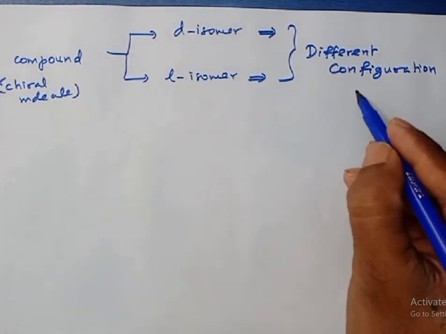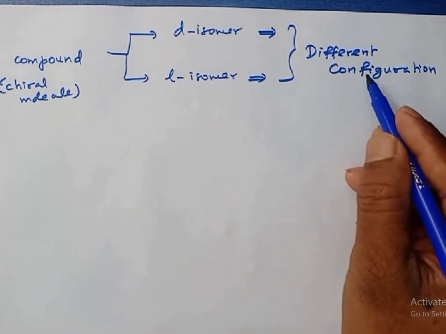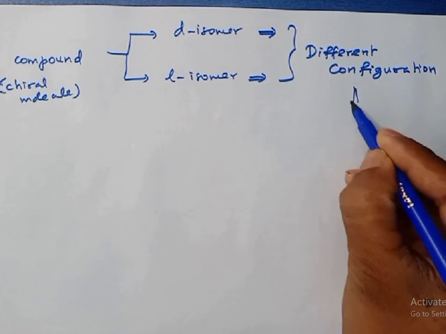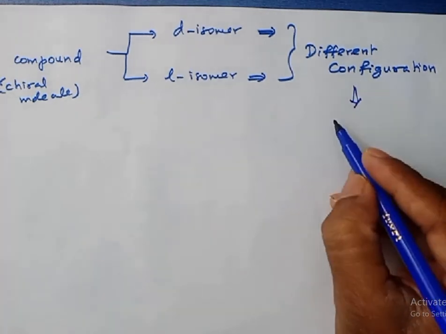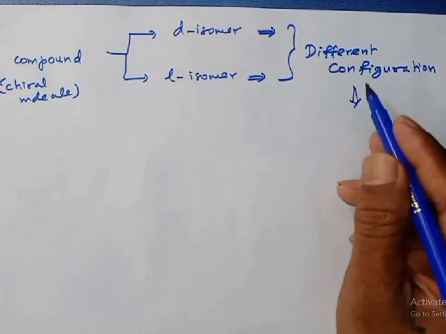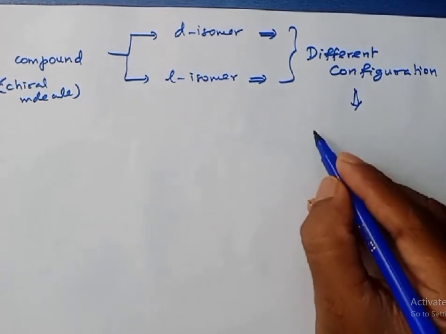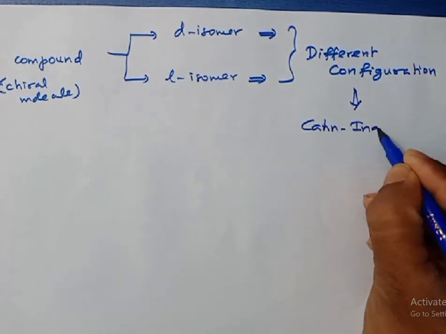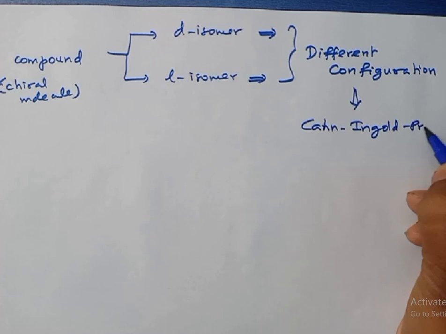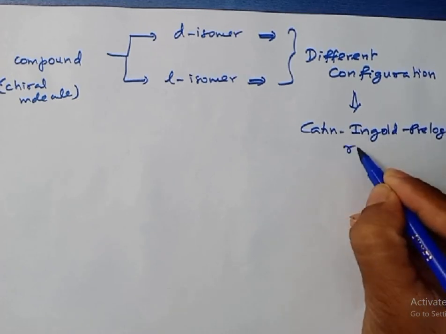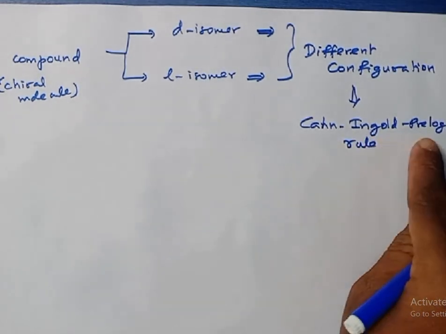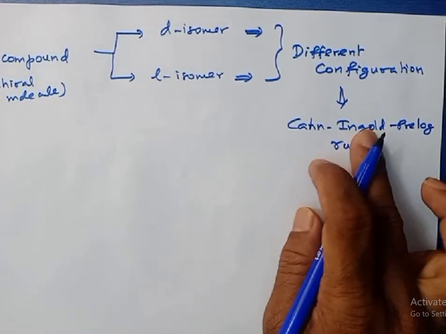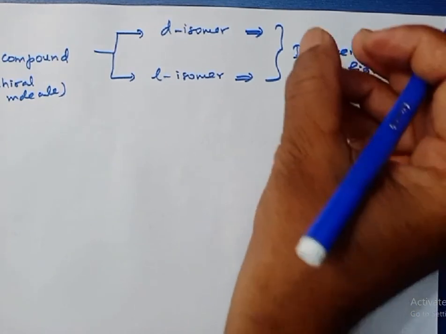These configurations are represented by certain symbols. You can identify the configurations using these rules. I'm not going to discuss the details here, but there is a rule called the Cahn-Ingold-Prelog rule, shortly called the CIP rule. Using this rule, you can find the symbol for that configuration.